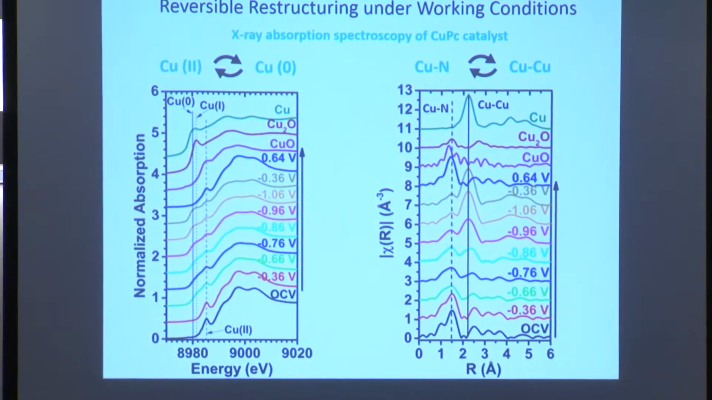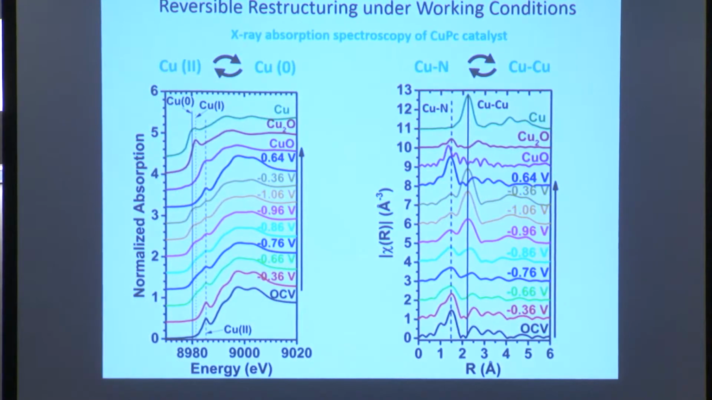Right? So now if we look at the coordination, to begin with, it has this copper-nitrogen coordination, as in that copper phthalocyanine molecular structure. Then you go to the working condition where methane is produced. The copper-nitrogen coordination is gone, and you see the copper-copper coordination. Then after you release that reductive potential, it goes back to this copper-nitrogen coordination, right? So now if we look at the real species that are doing the catalysis, it seems like it's something that has an oxidation state of 0 and it has copper-copper coordination. So it is a metallic copper type of structure.